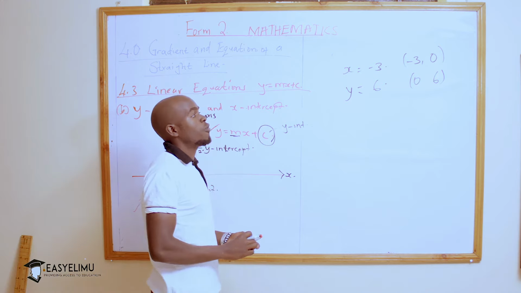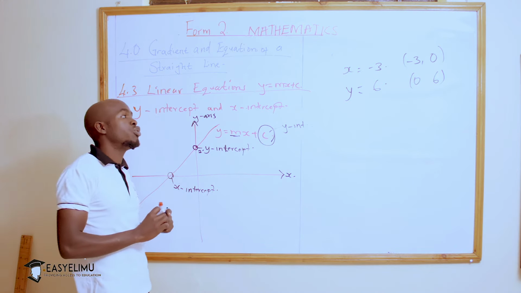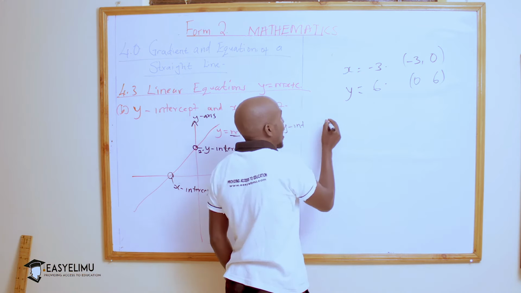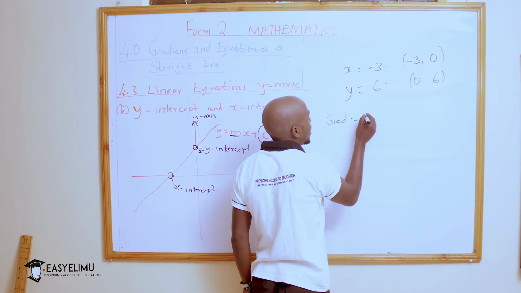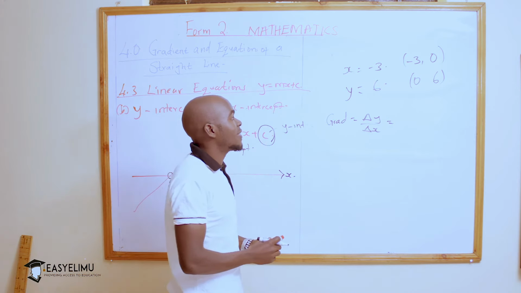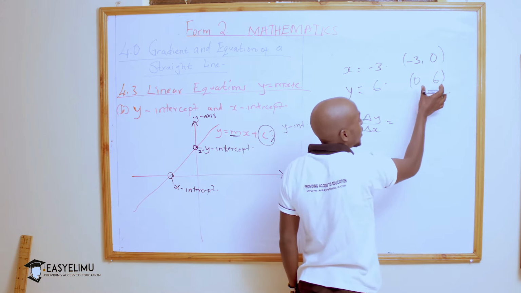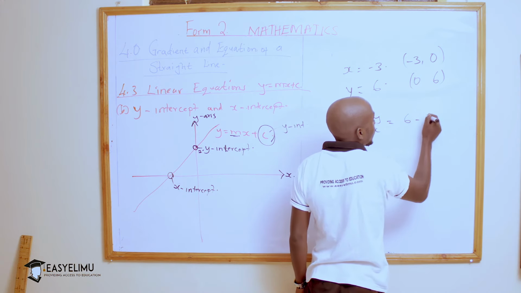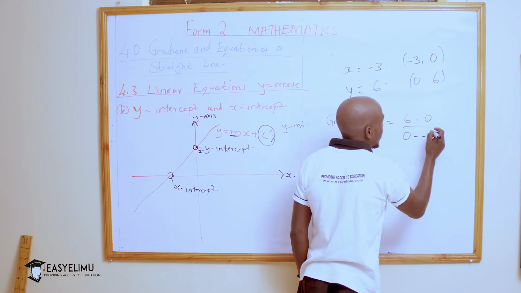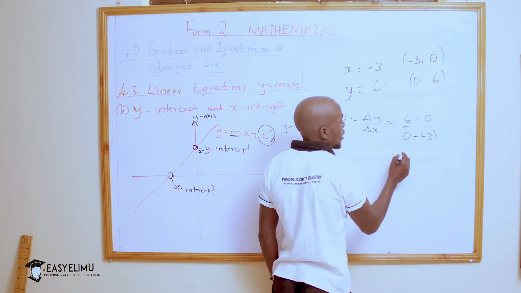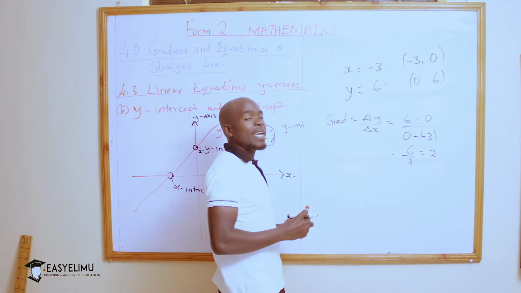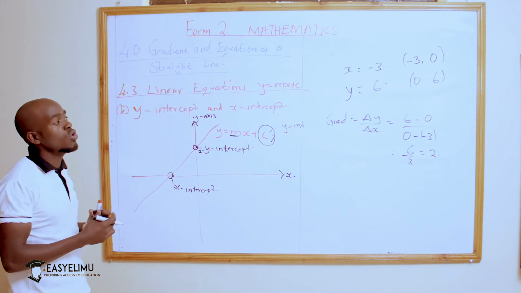So if you have been told to find the equation of that line, the first thing you need to do is find the gradient of that given line. The gradient can only be found by taking the change in y over the change in x. So we shall start with the next point, which is 0, 6, and take 6 minus that of the first point, which is 0, over 0 minus negative 3. You will find that we are going to have 6 over 3, which is equal to 2. So the gradient of that line will be equal to 2.